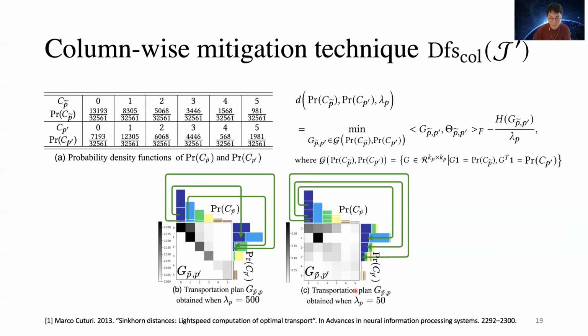For example, when lambda equals 50, the probability mass of the attribute taking value 0 is divided into multiple chunks and then moved to many other instances. So a smaller lambda means that the database owner will need to make more changes in the fingerprinting database. And in the experiment, we need to strike a balance between the database utility and the mitigation performance.